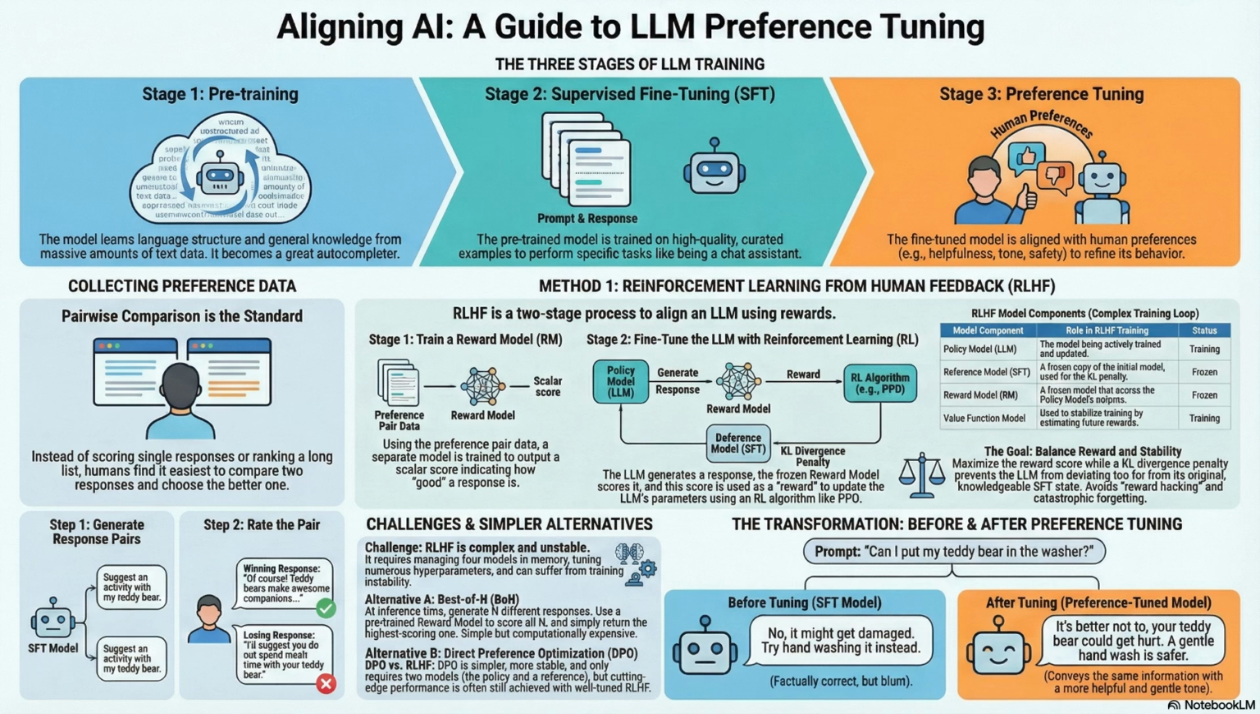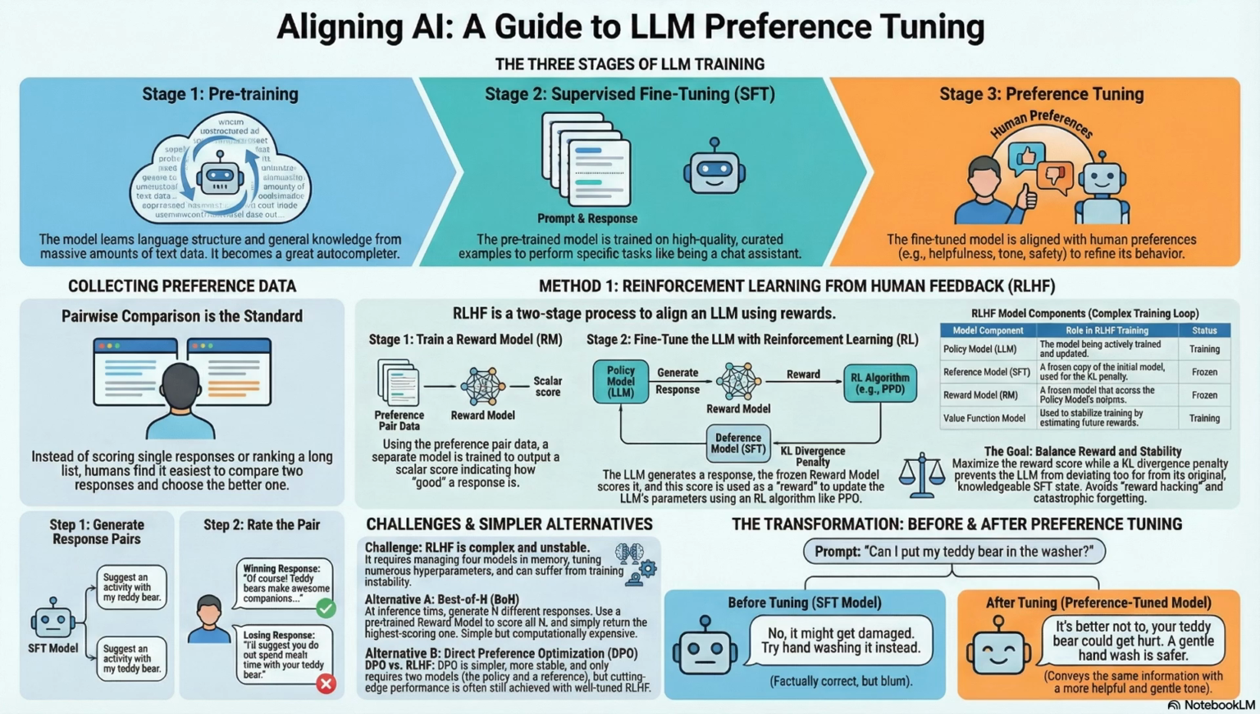And then there's the necessary third step, which is the absolute focus of our deep dive today. Preference tuning. This is where we inject human values, alignment with our preferences on tone, helpfulness, safety. The mission is clear. We need to understand why SFT isn't enough, and then we'll break down the high-stakes methods used to do this, specifically RLHF and some of the newer alternatives like DPO.